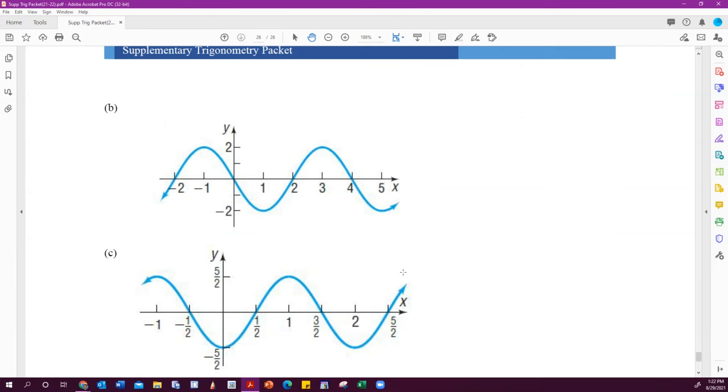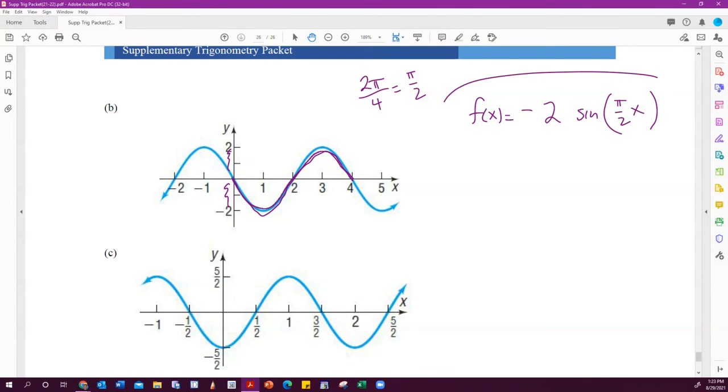Let's try it on B here. This time the parent function is a sine curve again. Although this time the sine starts going down instead of going up, so I'm going to put a negative out there. I can see the amplitude is going up and down 2. And how long did it take to do its thing? It took 4 to do its thing. So I'm going to take 2 pi, divide by 4, yielding pi over 2, and that's going to go in here. Again, no crazy shifts, so I didn't even have to work.